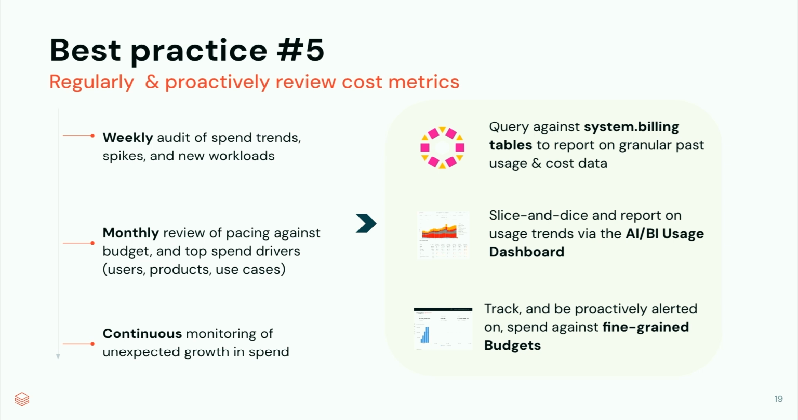On a monthly basis, they may pull in more executives, overall management, their finance team to understand pacing. Maybe you've signed a commit with Databricks, maybe there are internal budget targets you're trying to hit. What is our actual pacing on spend against these targets?